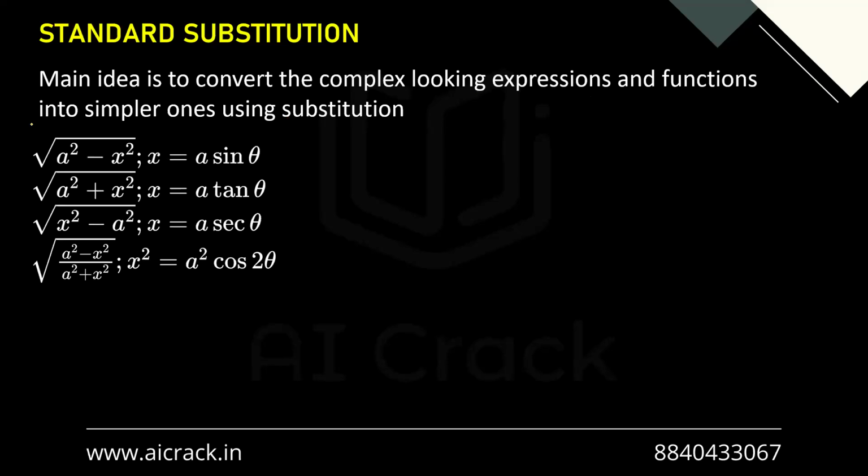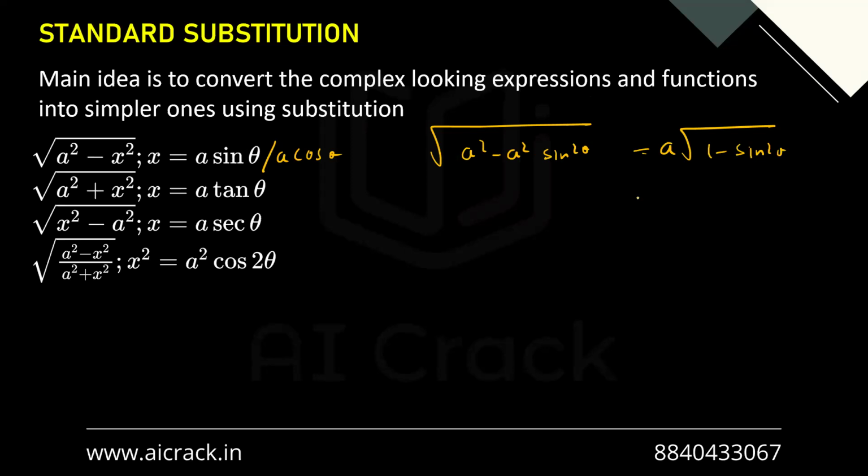So the first one over here is under root a square minus x square. And the substitution we are going to use over here is x equals to a sine theta or a cos theta, right? So if we take x equals to a sine theta, this would become a square minus a square sine square theta. Now we can take a square as common and we'll be getting 1 minus sine square theta. This actually becomes a times under root cos square theta. So this is a times mod cos theta, right? So we have got a very simple expression out of this complex expression.